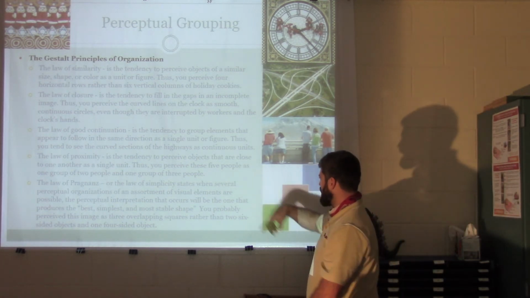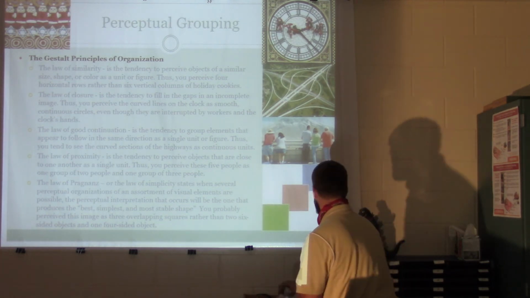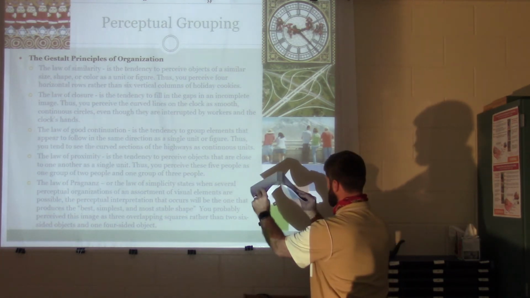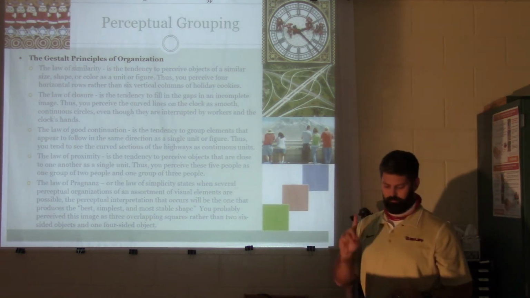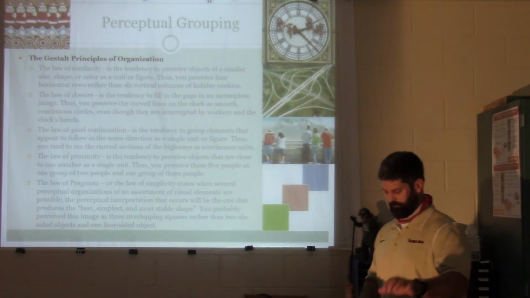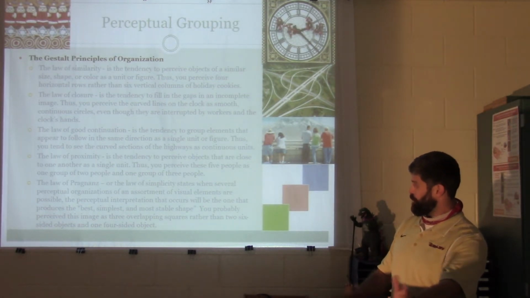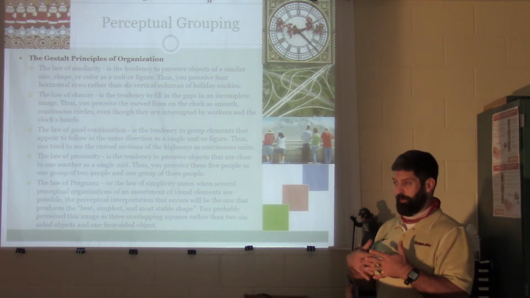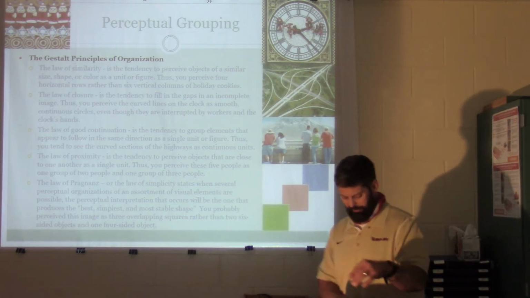If I just showed you an angle that was, I don't know if I can do it. Hold on. I can't do it until later. All right, so law of closure. You close things off. You can assume things will be a certain shape even though they're not.